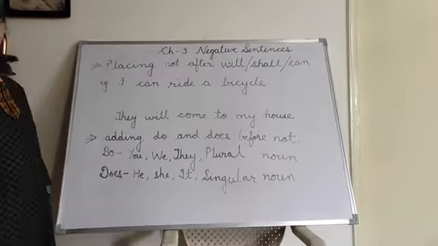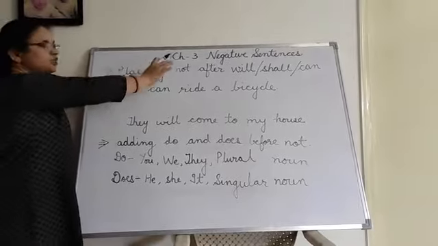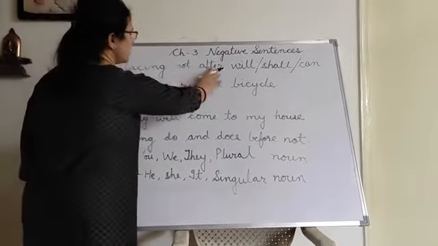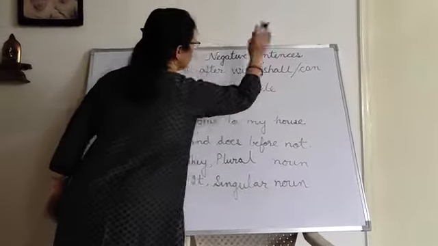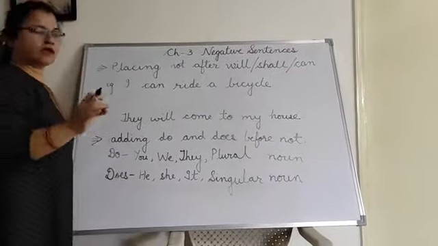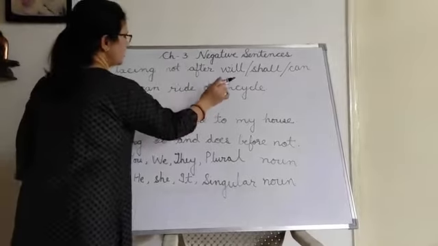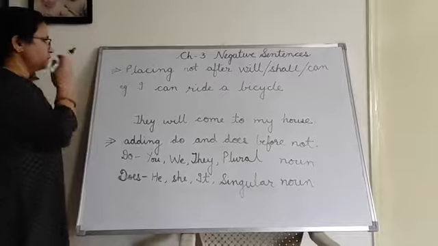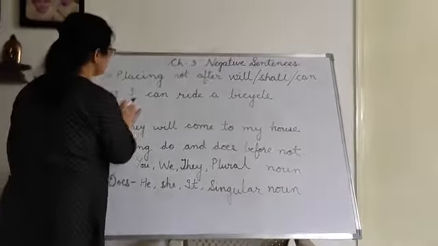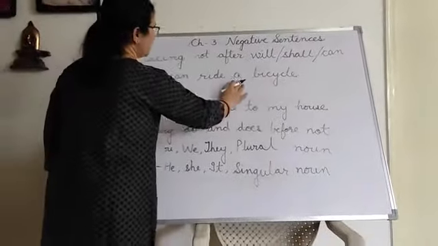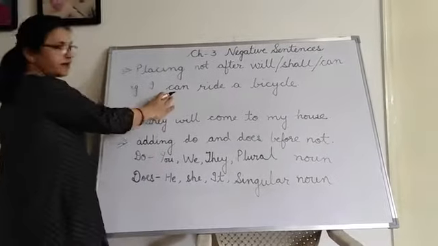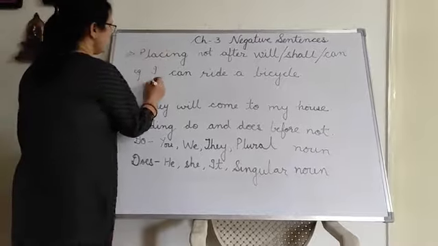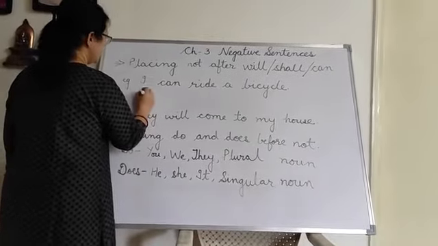Now, you can change positive into negative sentences also by placing not after will, shall and can. You can place not after will, after shall, after can if these three words come in the sentence. Now let's understand it from an example. I can ride a bicycle. Now see, here can is there. This is a positive sentence, you have to make it negative. So you will place not after can.